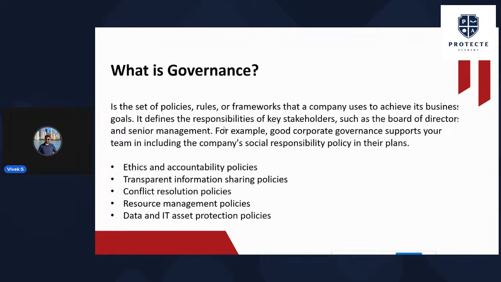So some of the examples we can think of from a governance perspective is an ethics and accountability policy. Now we all know how important ethics and accountability is for any organization, right? So definitely there would be a policy comprising all sorts of rules and regulations mentioned in it, and organizations would frame an ethical and accountable policy for the same.